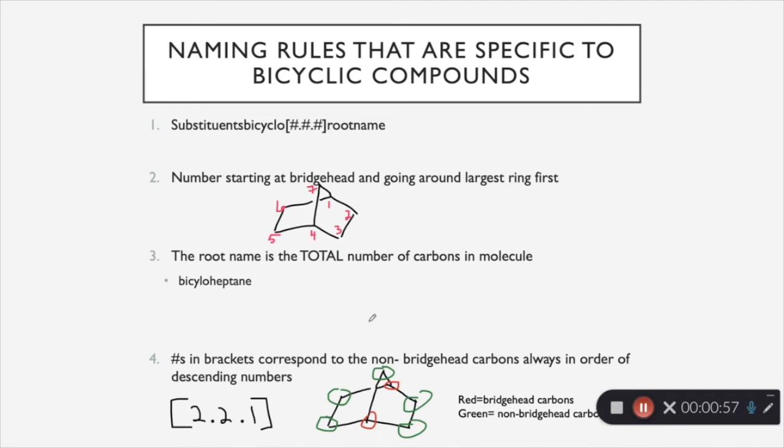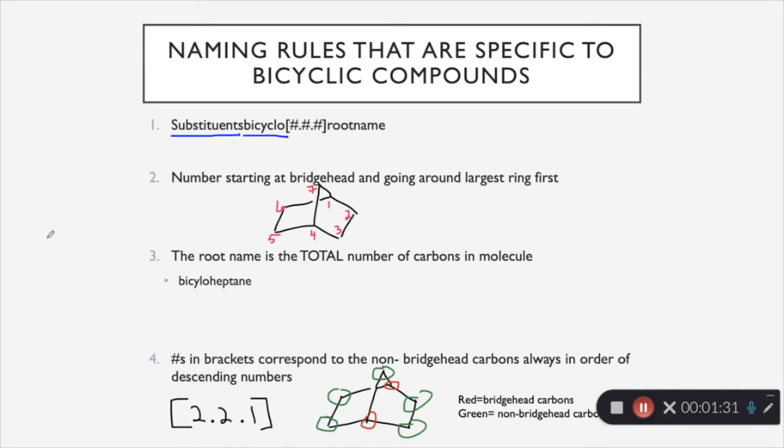So here are some naming rules that are specific to bicyclic compounds. Rule number one is just showing the format of the name. It is similar to naming an alkane. You have substituents first. In this case, you have bicyclo, and then you have these brackets with the three numbers with dots or periods in between. And then you have the root name. We're going to break this down a little more and see later what these numbers actually are.